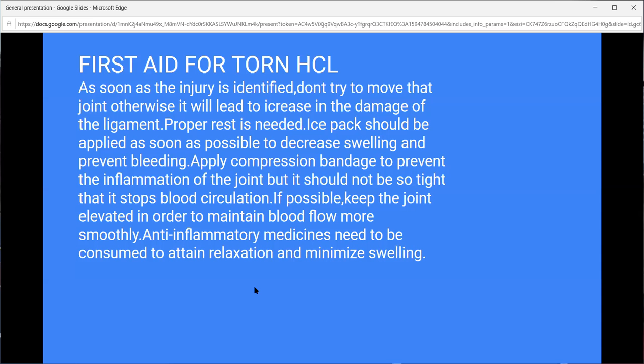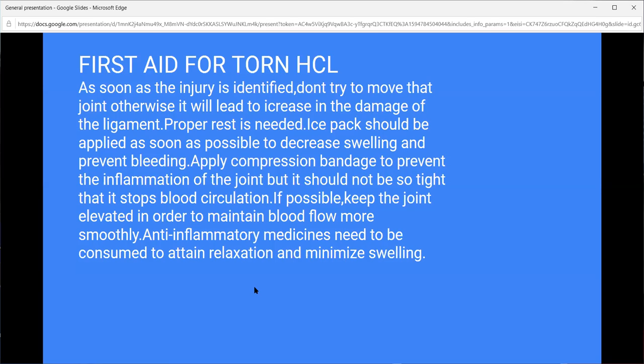So, first aid for torn ACL. As soon as the injury is identified, don't try to move that joint. Otherwise, it will increase the damage to the ligament. Proper rest is needed. An ice pack should be applied as soon as possible to decrease swelling and prevent bleeding. Apply a compression bandage to prevent inflammation of the joint. So when the joint is broken or torn, it starts expanding, and for it not to expand, we need to tie it around with a compression bandage.